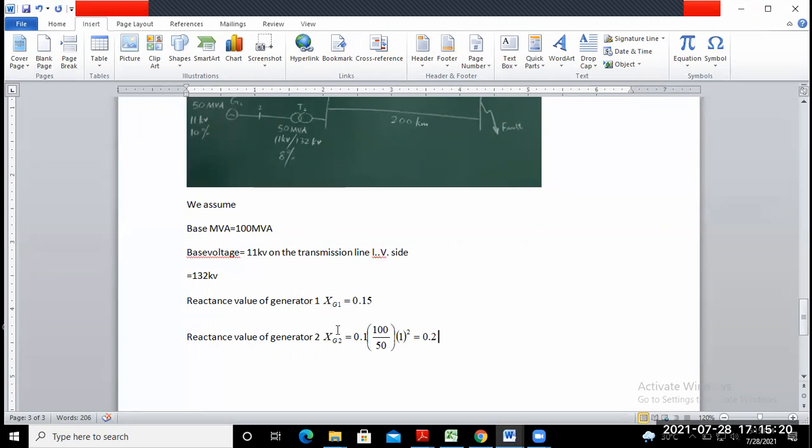Now similarly you can find the per unit reactance value of transformer 1 and 2. If you follow this for generator 1 and generator 2, then you simply calculate the per unit values for transformer 1 and 2. Then calculate the transmission line parameters, whose reactance value is given. Then simply find the equivalent reactance from this side, and the rest of the fault current and short circuit MVA can be calculated.